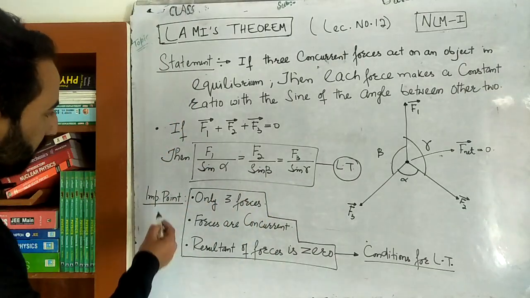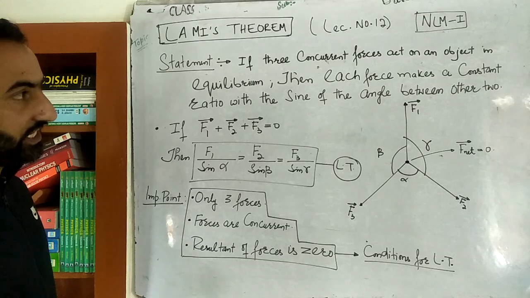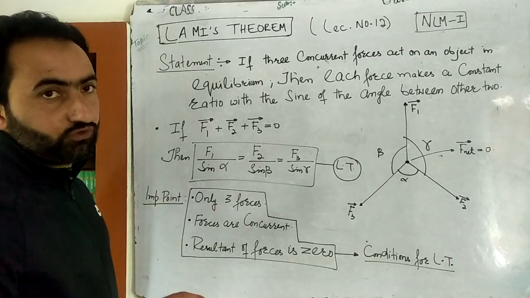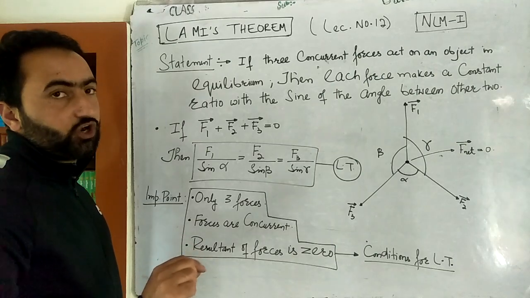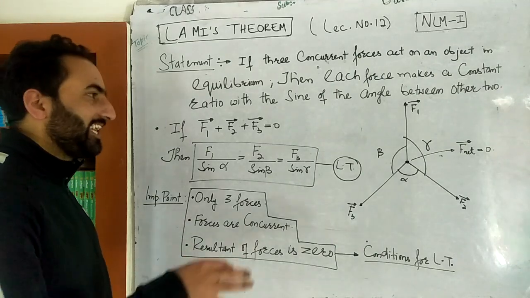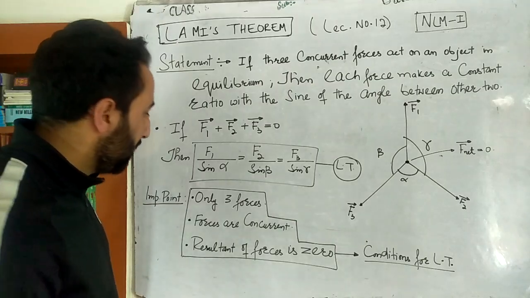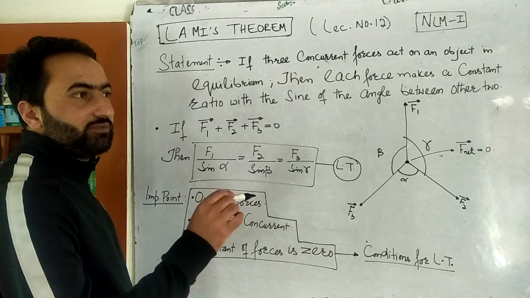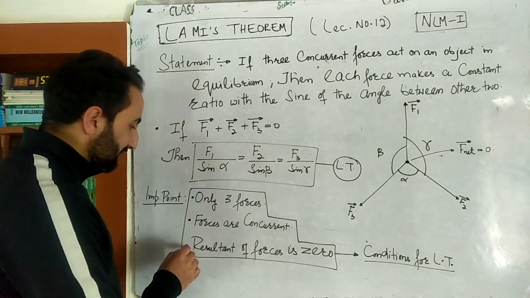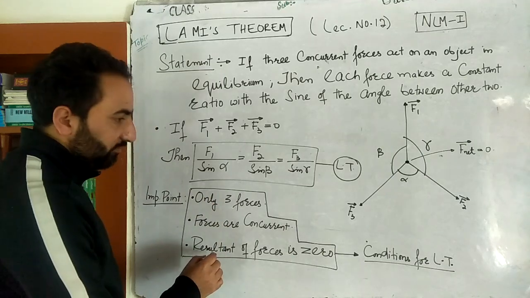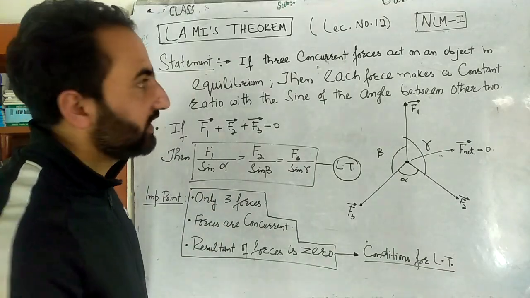Now, the important point is: what are the conditions for applying Lami's theorem? Condition number one: there must be only three forces. If there are four forces, or two forces, we cannot use Lami's theorem. We can use some other technique, but for sure not Lami's theorem. Number two: the forces must be concurrent, that is, acting at the same point. Number three: the resultant of the forces must be 0. If these three conditions are satisfied, only then can we use Lami's theorem, otherwise not.